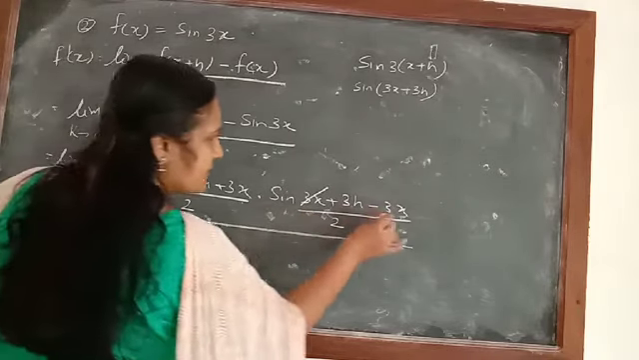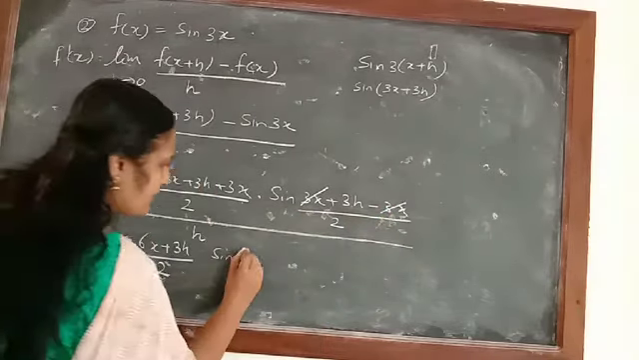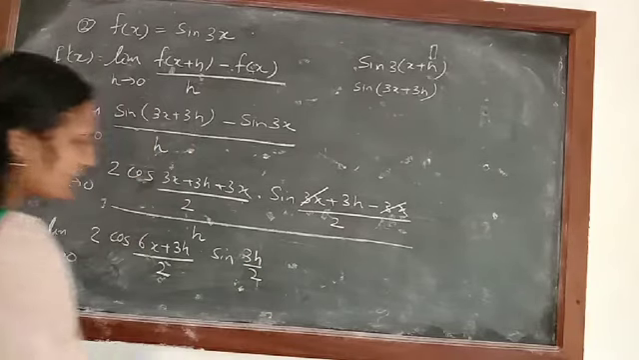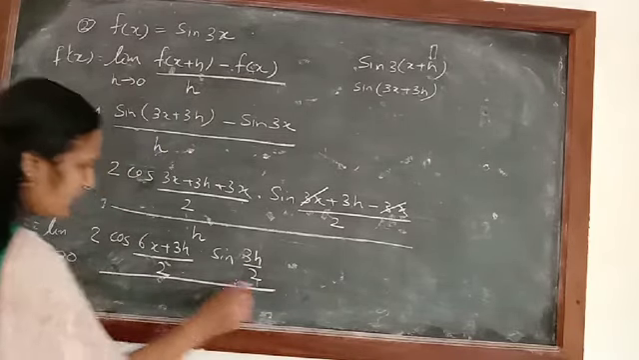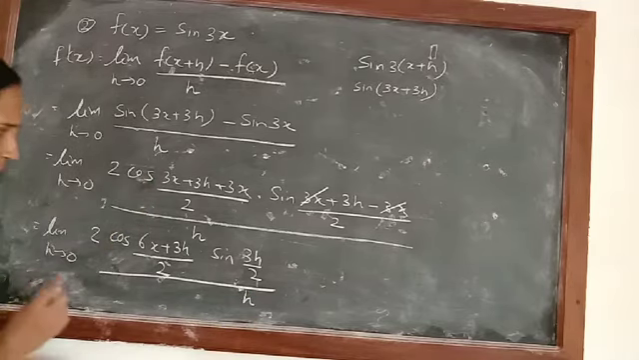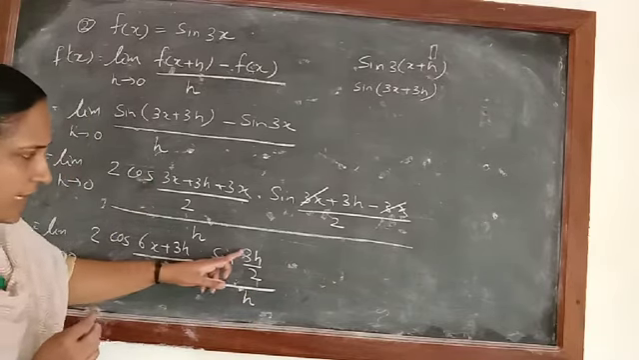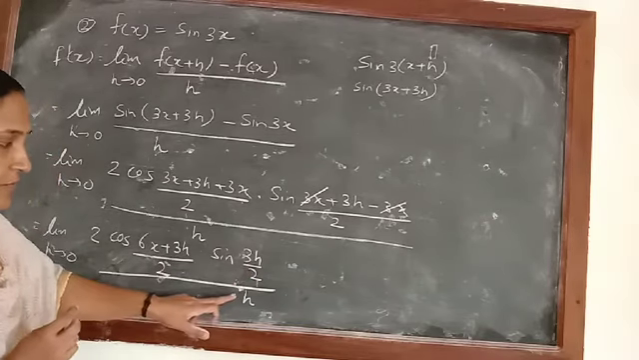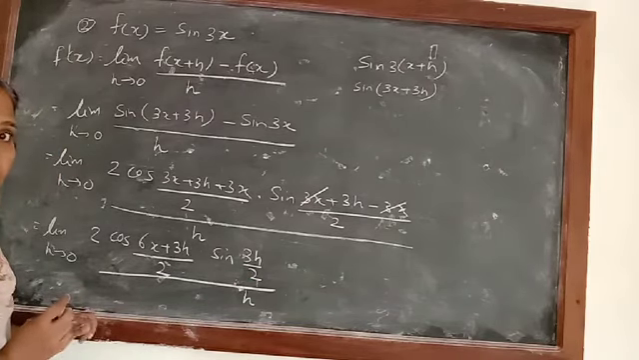Here 3x and minus 3x will get cancelled. The remaining will be equal to 3h by 2, and in the denominator we have h. So can we write that h here? Okay. Now just to check here. Here we have 3h by 2, so here also it should be 3h by 2 only.